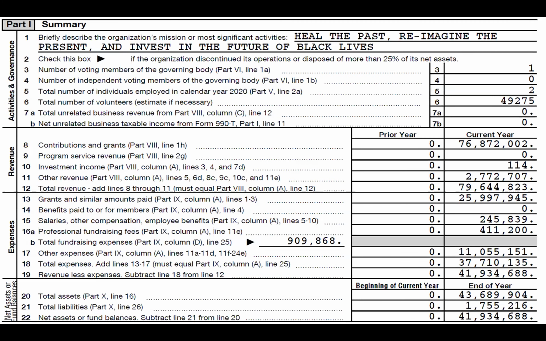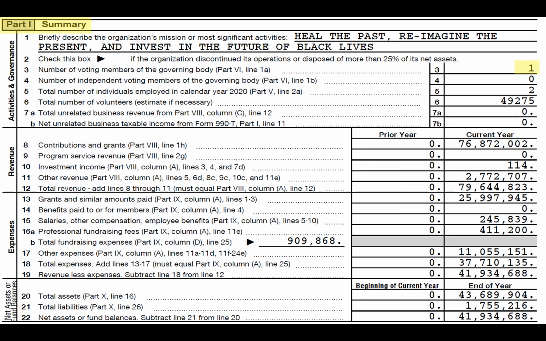So let's talk about the Part 1 summary. That's the focus of our conversation today. The section is entitled Part 1 Summary, and I am identifying the red flags. I'm not going to talk about the entire section here. I'm just going to talk about the red flags that I've identified. Number 1 says, briefly describe the organization's mission or most significant activities: Heal the past, reimagine the present, and invest in the future of Black lives. So let's look at some of the red flags I've identified.